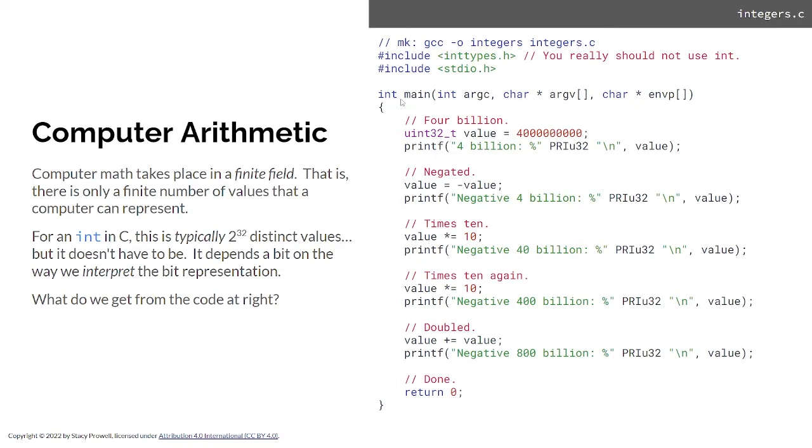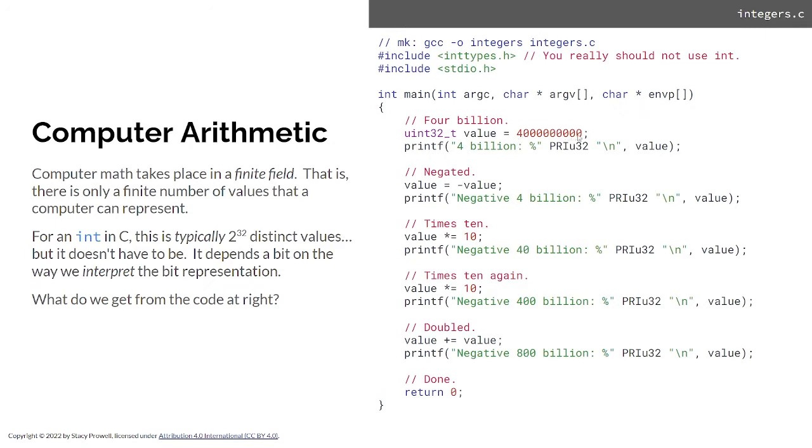So we have to use int for main. Okay, int main, int argc, okay, fine. char *argv, char *envp. Remember that from our looking at that particular vulnerability. So let's go ahead and store the value 4 billion, and we're going to store it in an unsigned 32-bit int. And this thing right here, uint32_t, comes to us courtesy of inttypes.h, and you really should be using it because it says exactly what it is on the tin. You don't have to wonder about, well, an int, is that 4 bytes or is that 2 bytes? No, it's 32 bits and it's unsigned.